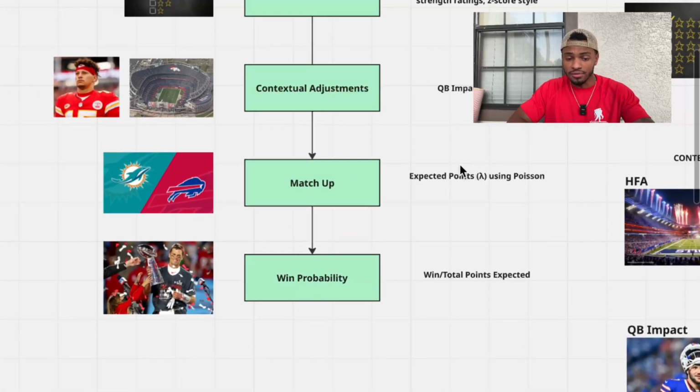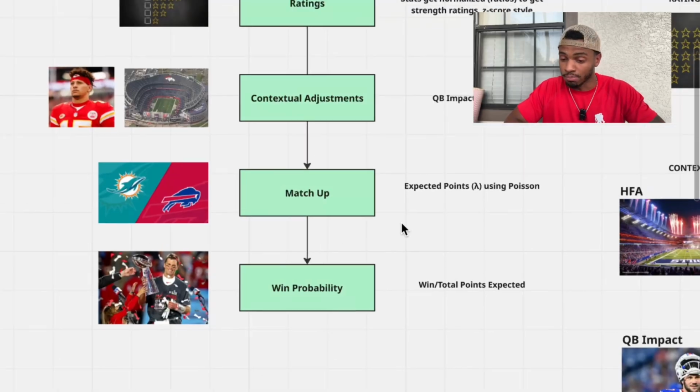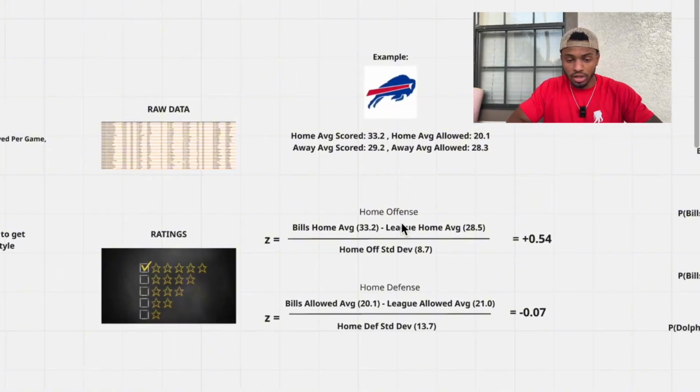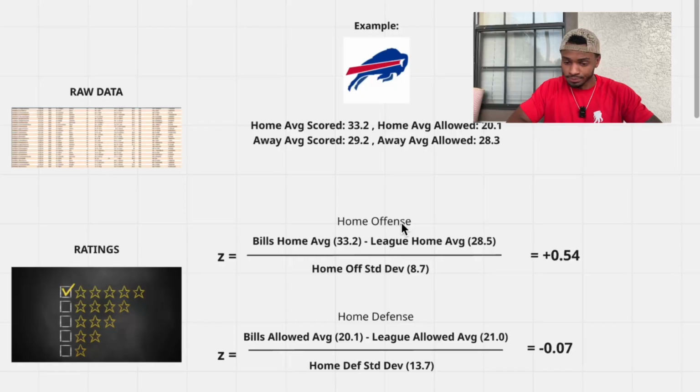We then feed it into a matchup system, in which we are able to calculate expected points for each team using a Poisson distribution model. And then from there, we convert all of that information into a win probability of who is going to win the matchup. It's a really fancy way of trying to decide who's going to win a game. So we're going to use the Buffalo Bills in this example.